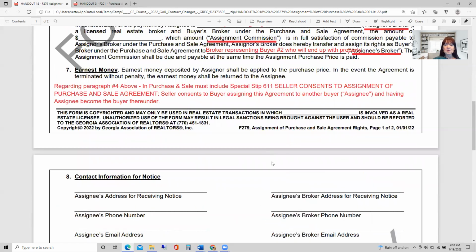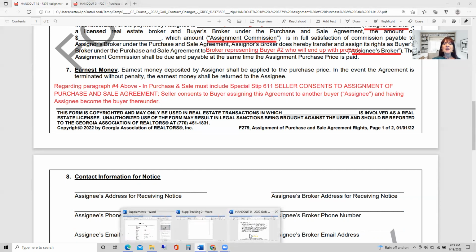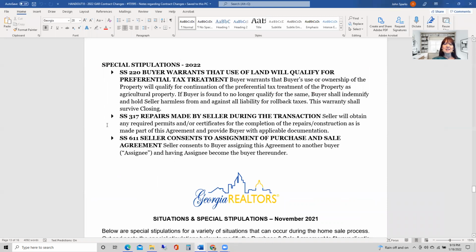A couple of things. Remember, we said that the GAR purchase and sale agreement is not assignable without the seller's written permission. So you agents working with buyers who are investors who look to go under contract with a seller, knowing full well they are going to assign their contract to an end buyer, you must include this brand new special stipulation. It is special stipulation 611 that GAR put out in 2022. And how it reads, it's this bottom one right here, special stip 611.